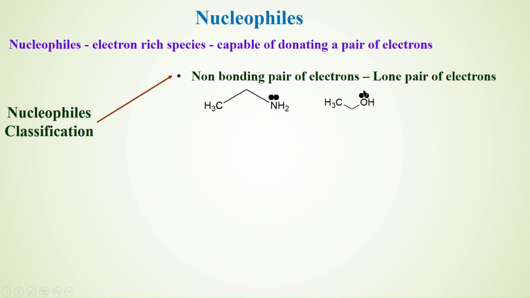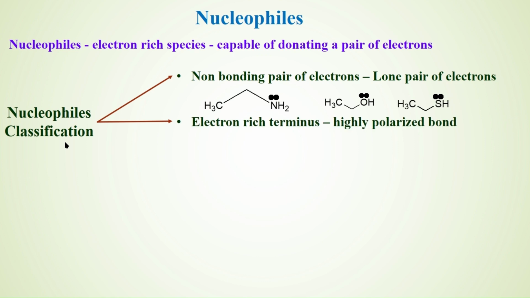CH3CH2OH, ethanol, has oxygen which is in a hybrid state and also has a lone pair of electrons in it. The thioethanol, CH3CH2SH, the oxygen is replaced by sulfur here. This is also an electron-rich species like oxygen and nitrogen. These are one set of nucleophiles which have a lone pair of electrons. The first set of nucleophiles are compounds with a non-bonding pair of electrons or lone pair of electrons.